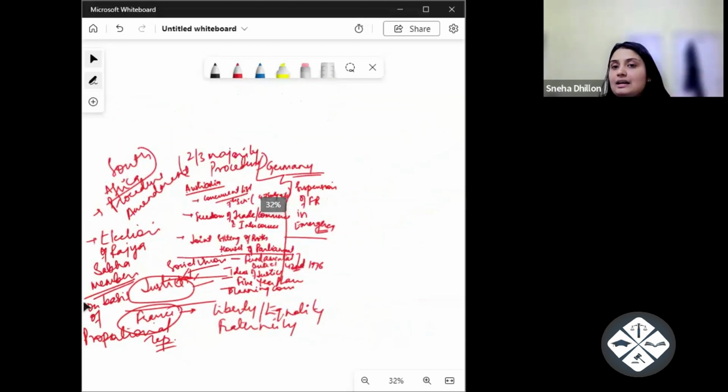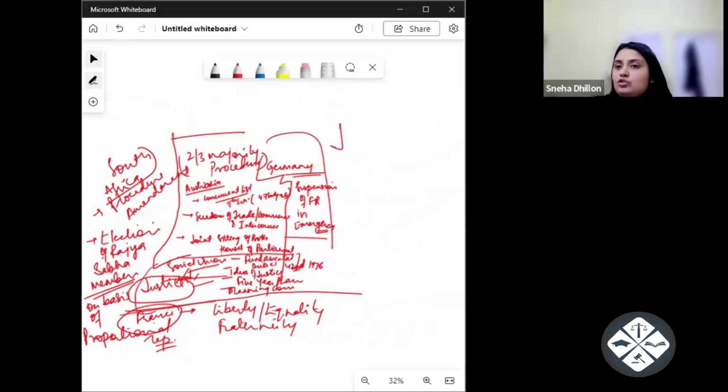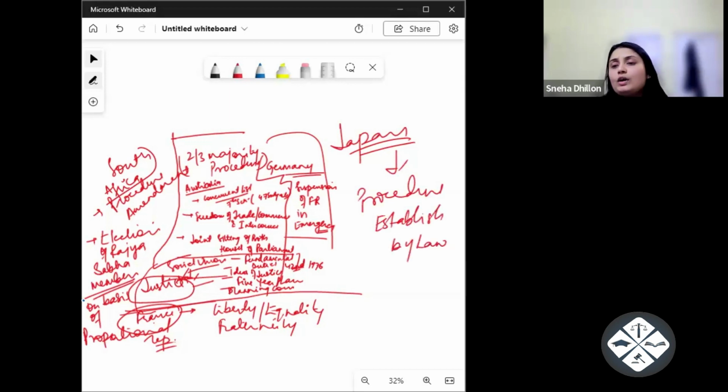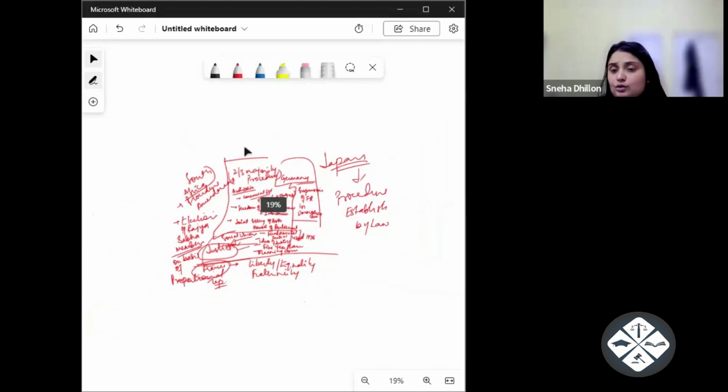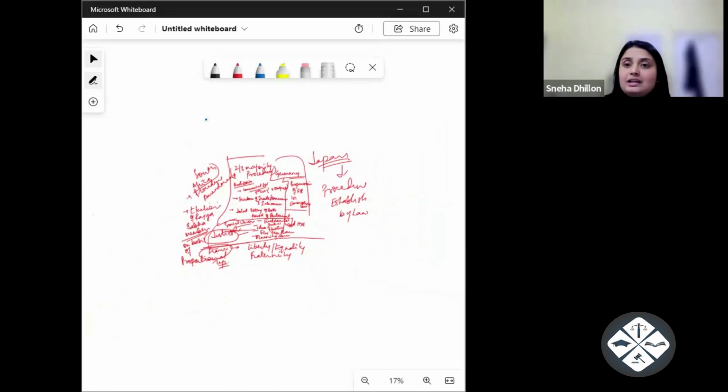And lastly we are left with, okay, so this is South Africa here, this is France, and this is the Soviet Union, and then we are left with Japan, which has provided us with the idea of procedure established by law. Now the point of confusion can be these 4 terms: procedure established by law, due process of law, equal protection of laws, and equality before law.